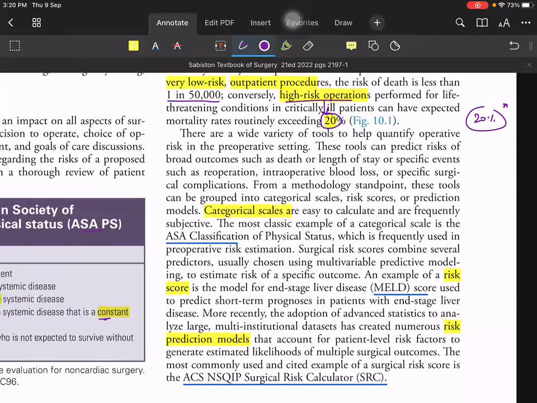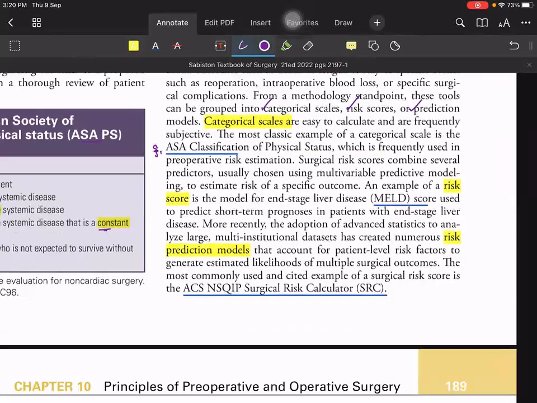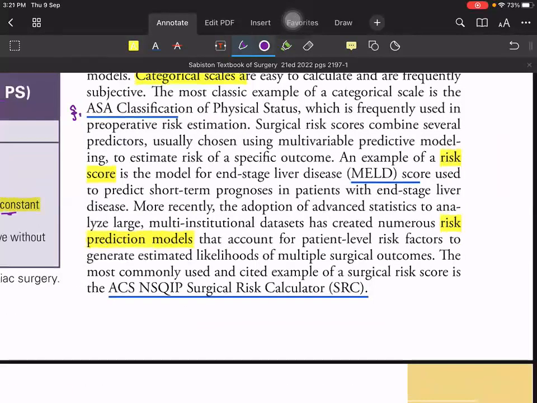Okay, then various tools have been developed to quantify the operative risk in the preoperative setting. The tools are divided into 3 groups: categorical scales, risk scores, and prediction models. The example for categorical scales is the ASA classification, and the example for the risk score is the MELD score.